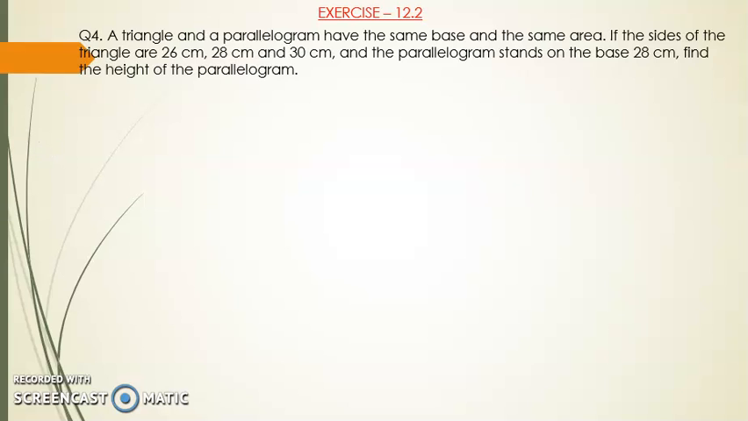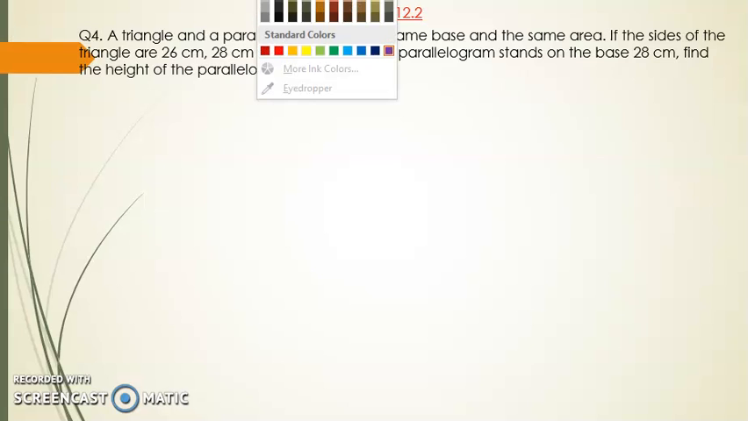So now we're starting with your exercise 12.2, and note students, you don't have to solve the questions in which you have to find the area of a quadrilateral using Heron's formula. That is not in your syllabus. I will send you the link which mentions that your syllabus will not have this. So I'm starting with your question number 4.